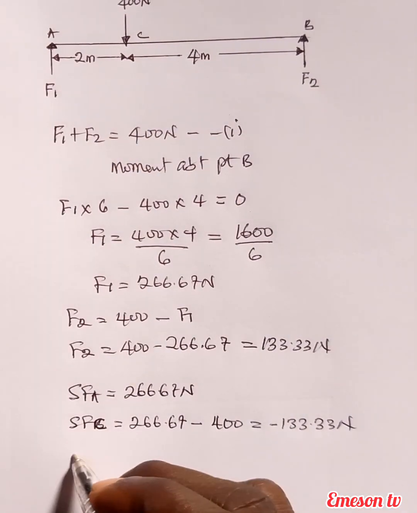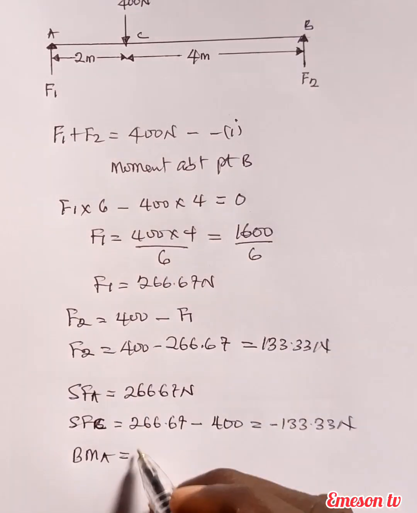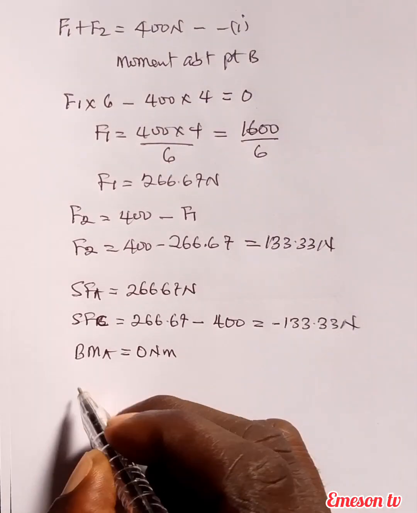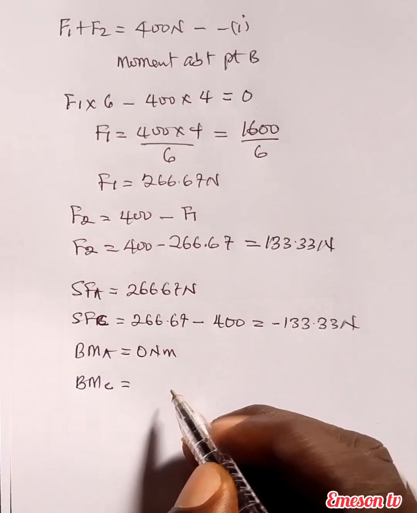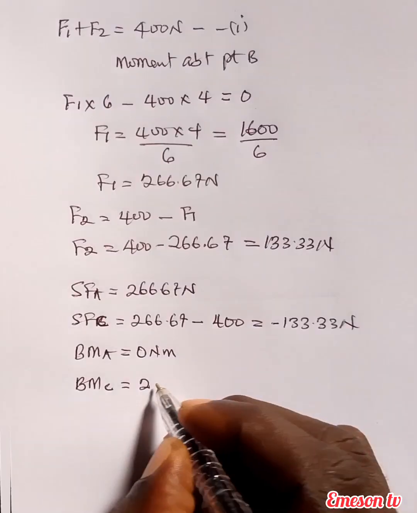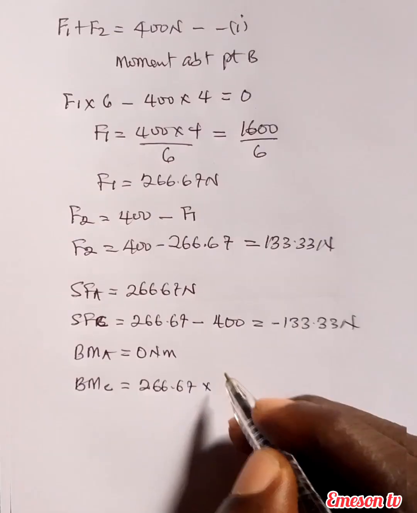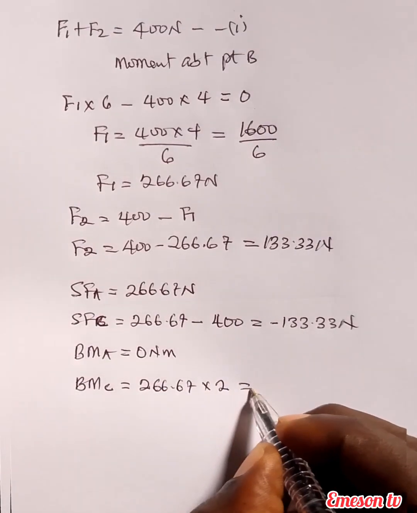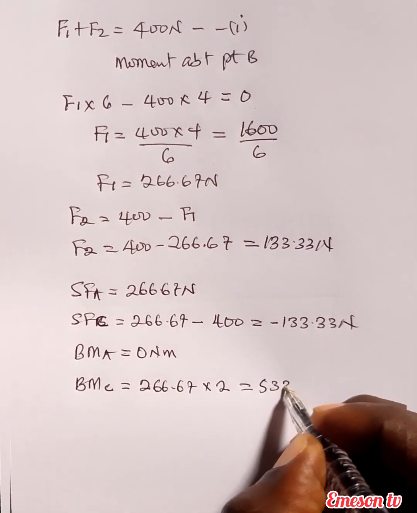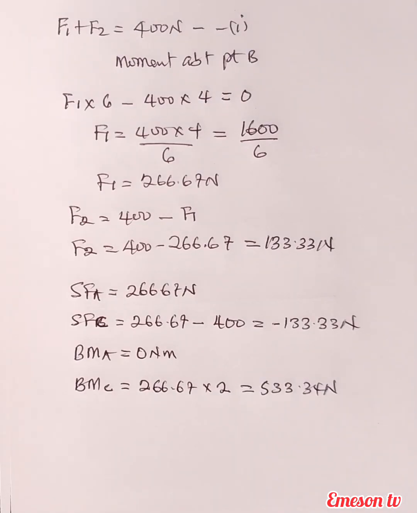So we're done with the shear force. Let's go to the bending moment value. Bending moment at point A is 0 Newton meter because there is no perpendicular distance. Then the bending moment at point C becomes the value of the reaction force here, 266.67, multiplied by the distance from this point to this point, which is 2. This gives us 533.34 Newton meter. So we have determined the bending moment and the shear force values.